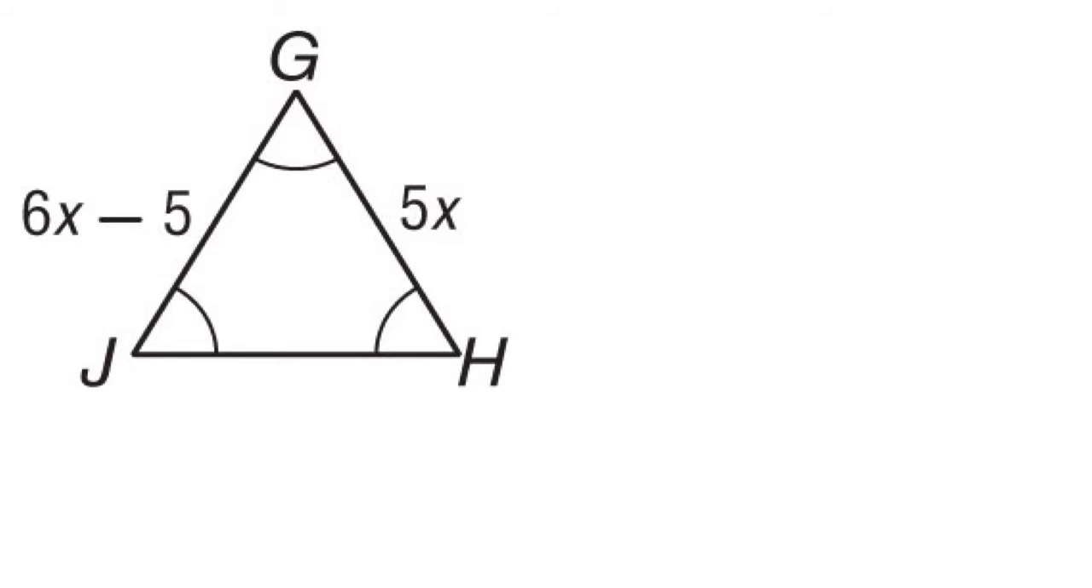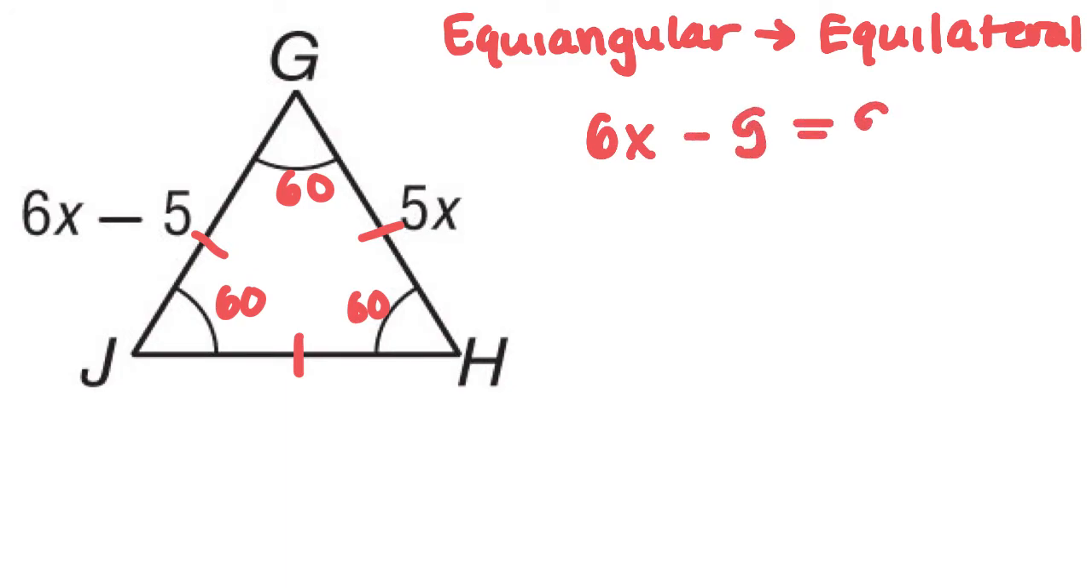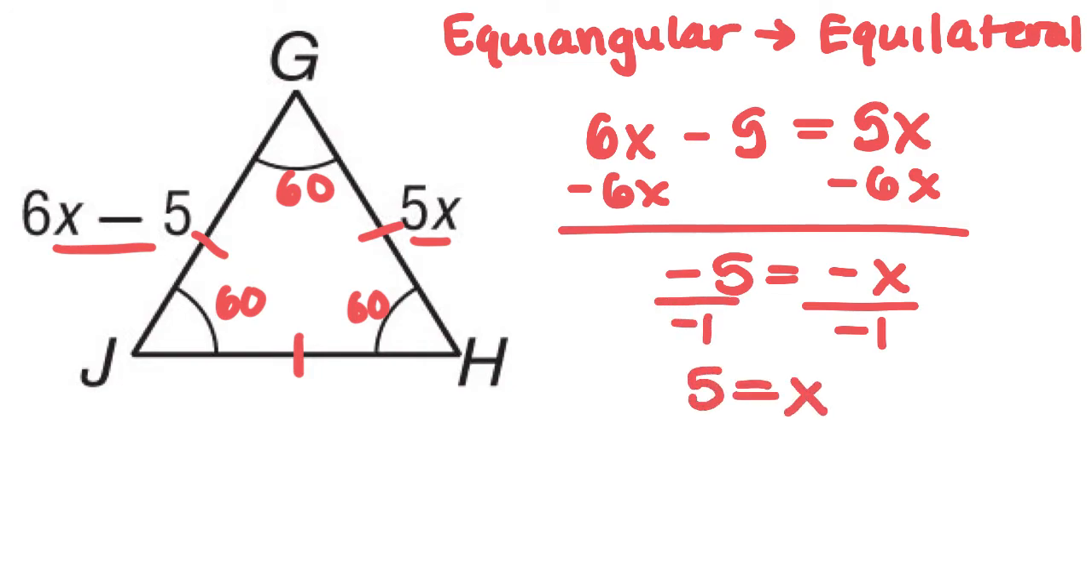For the next example, we know that all the angles are equal, and since all the angles are equal, we can assume that it's going to become equilateral, because they'd all be 60, which means that all the sides are the same. So they're all congruent. Now this allows us to say that 6x minus 5 is equal to 5x, being our two side lengths, and then I would solve. So I can subtract the 6x from both sides to get negative 5 equals negative x, and divide both sides by negative 1 to get 5 is equal to x.